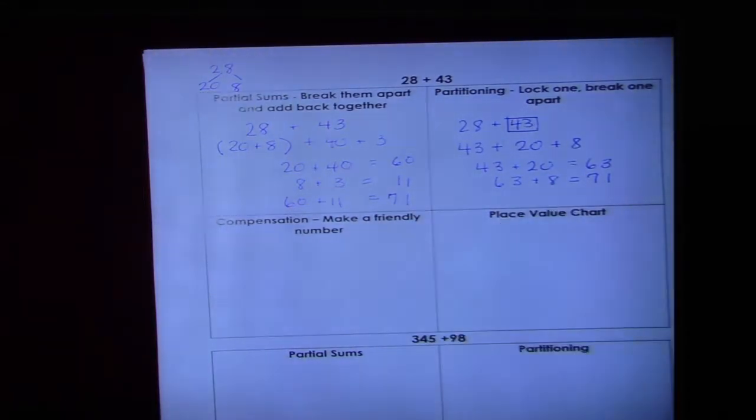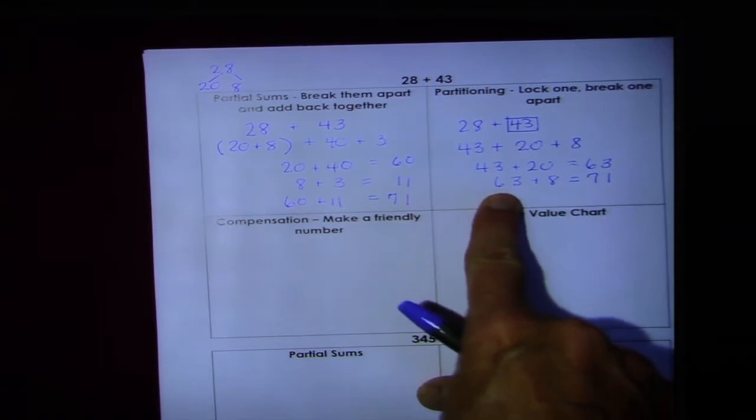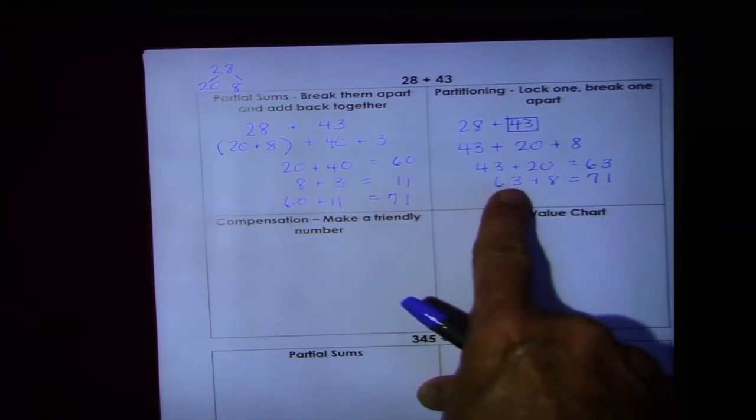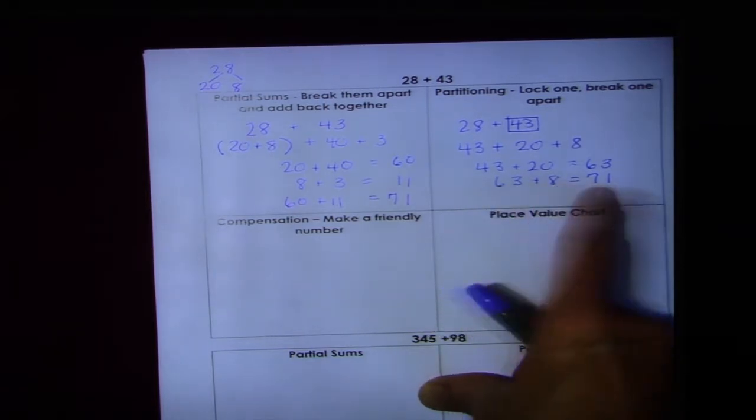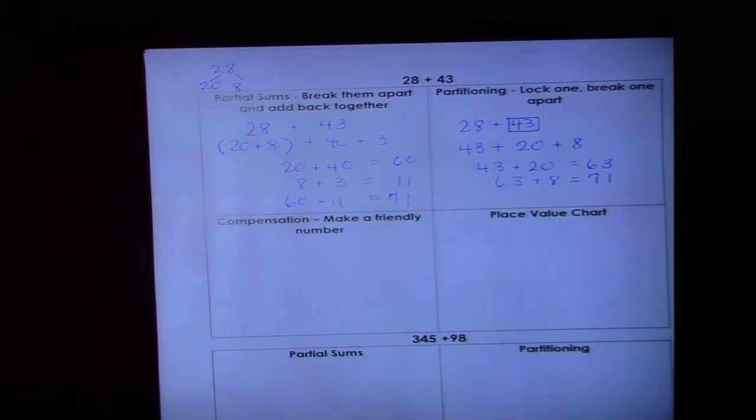63 plus 8. For a lot of kids, 3 plus 8 is still 11, but now it's involved in a larger number and they don't all see it. But it's still 63 plus 7 plus 1. And that's a fine way of thinking about it. These are strategies that we develop, because they do know how to get to tens.